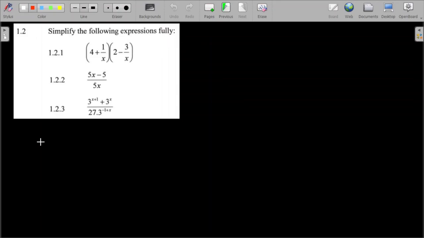Now here, simplifying our expression. Now 9.2.1, we need to do the FOIL here. Now 4 times 2, it's going to give us 8. Now 4 times this negative 3 over x, which is numerator and numerator give us negative 12, and then this is over 1, so this is going to be over x. So I'm going to have negative 12 over x.